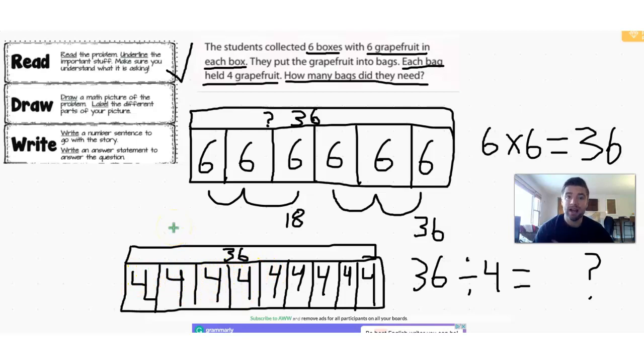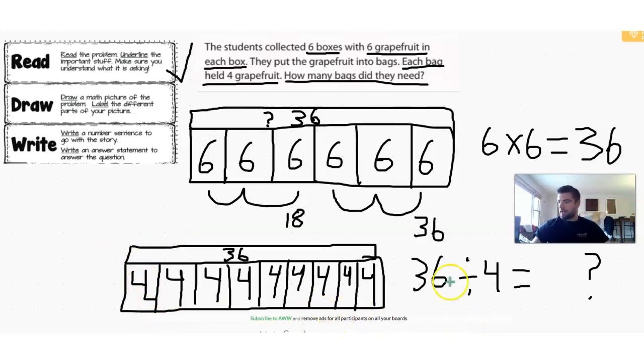And now you're starting to realize how important skip counting is. So if you're still uncomfortable with skip counting, this is something you can practice all the time, and it's going to make you better at division, and it's going to make you better at multiplication. So how many bags do we have?